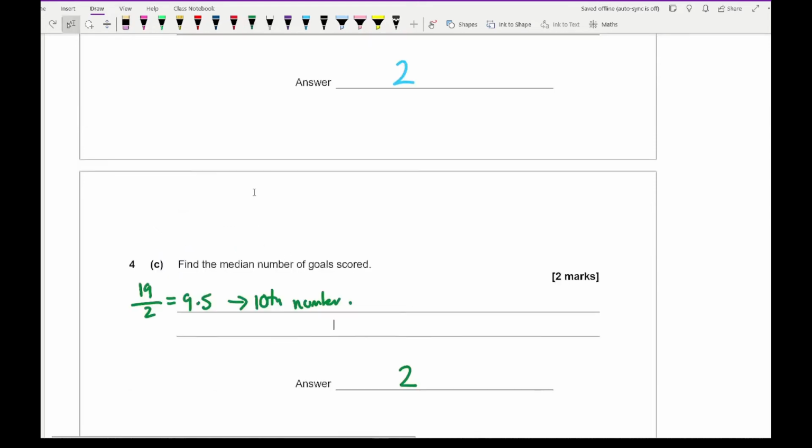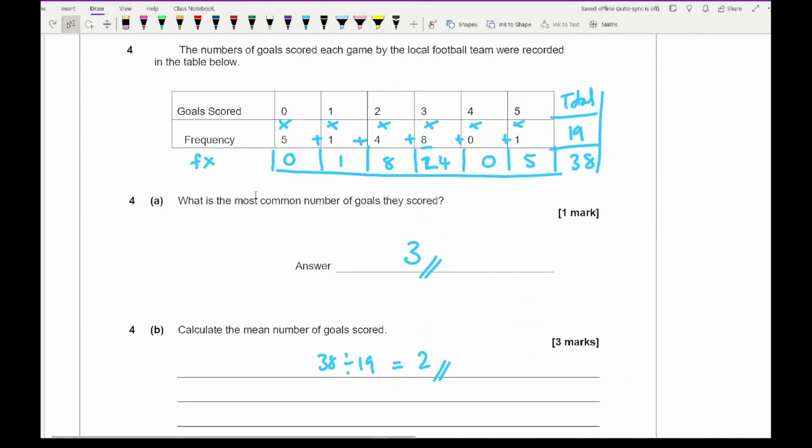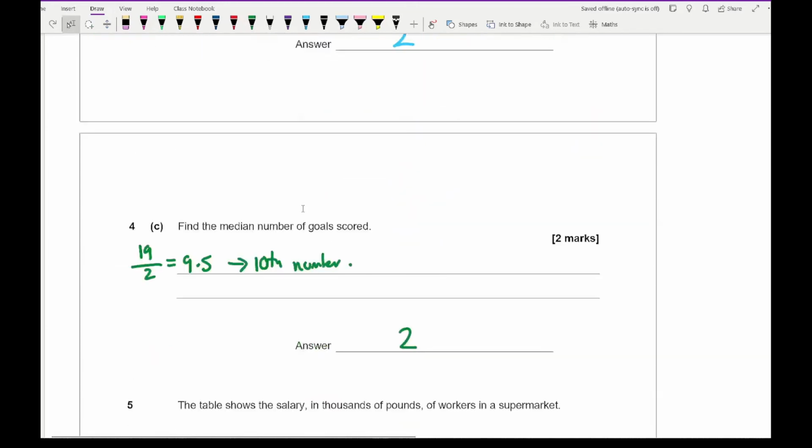Another way of doing it is to actually write down all the 19 numbers. So here I've got 5 zeros, so 1, 2, 3, 4, 5. 1, 1, and I've got 4 2s, so 1, 2, 3, 4, and 8 3s, so 1, 2, 3, 4, 1, 2, 3, 4. I've got 0 4s and I've got 1 5. So you want to work out the middle number from this list, and again it should be a 2.